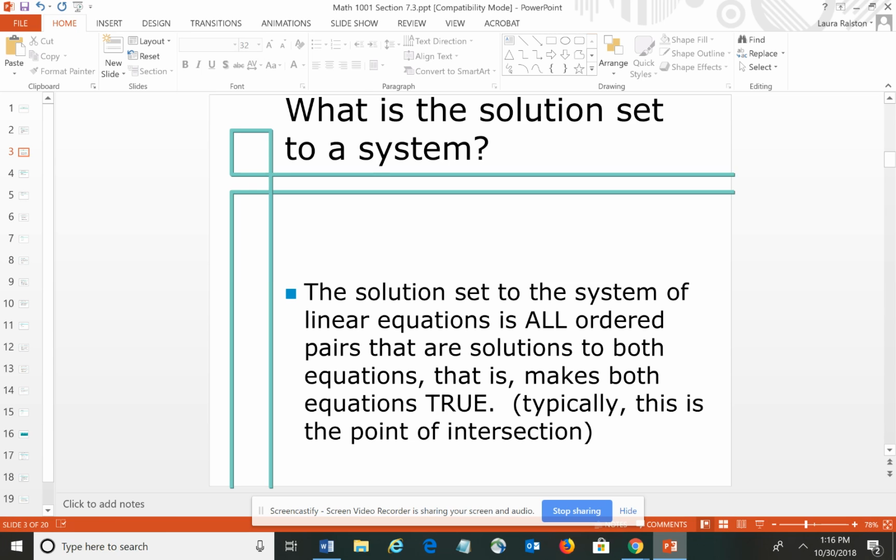The solution to a system is all of the ordered pairs that are solutions to both equations. Since it's a system, the solution has to make both of the equations true at the same time. And typically, this is going to be a point of intersection where the two graphs intersect.